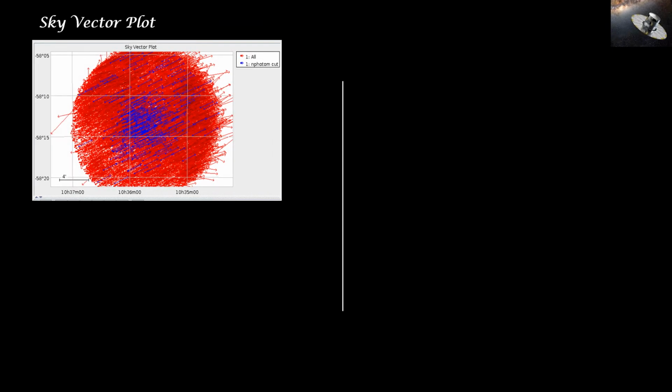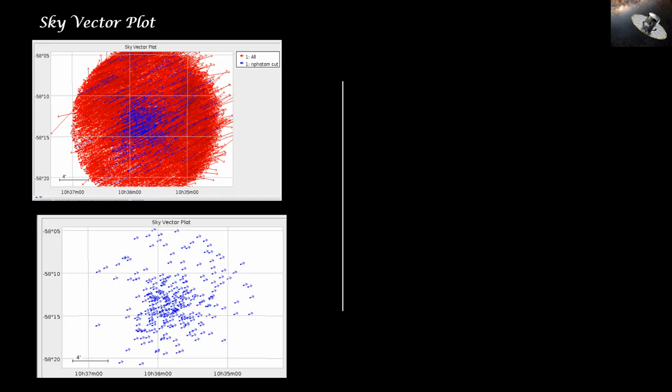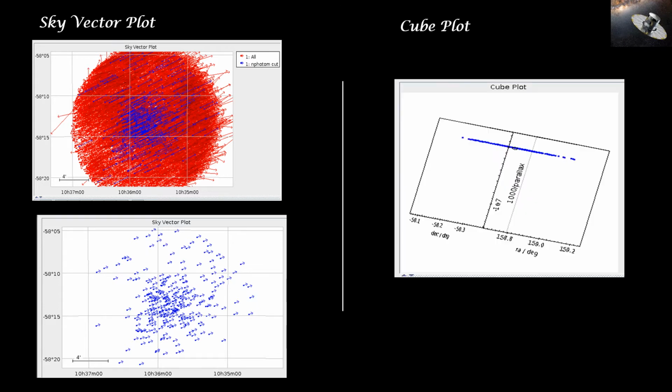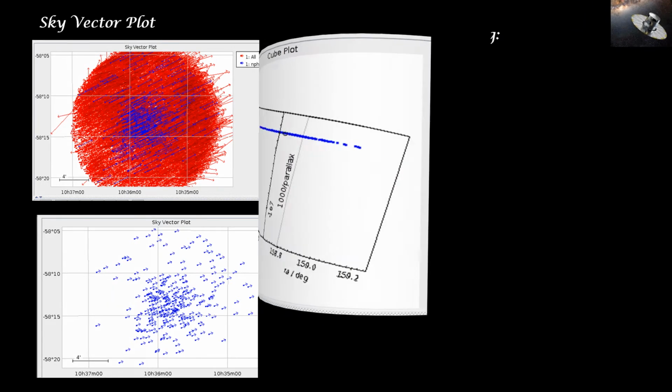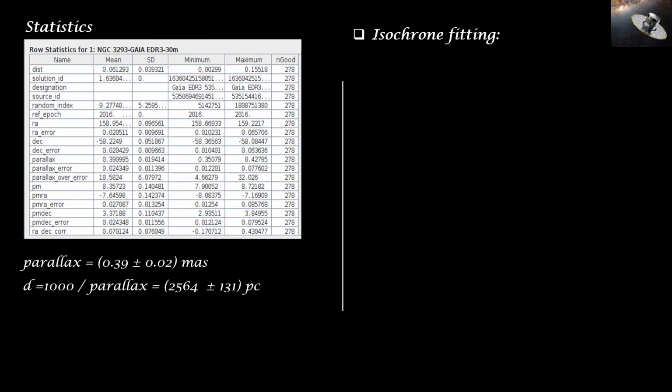This shows a sky vector plot. The blue vectors depict the data after the photometric cut was applied. This data is now taken as the cluster. It is seen that all the stars in the cluster have the same direction of motion. A cube plot drawn for the cluster data shows that the stars are at the same distance from the Earth. So now I have a cluster which has a parallax of 0.39 plus minus 0.02 milliarcsecond at an approximate distance of 2564 plus minus 131 parsec.